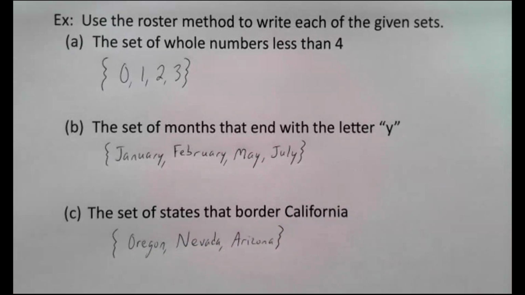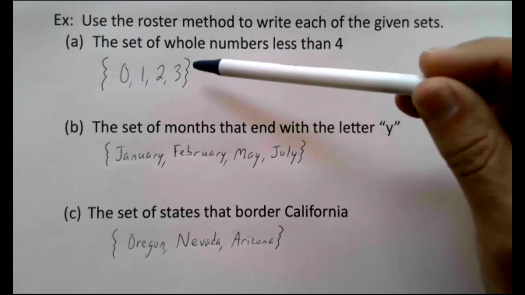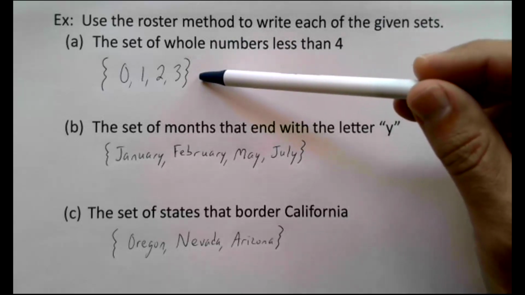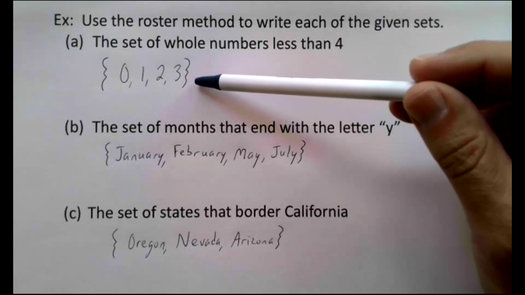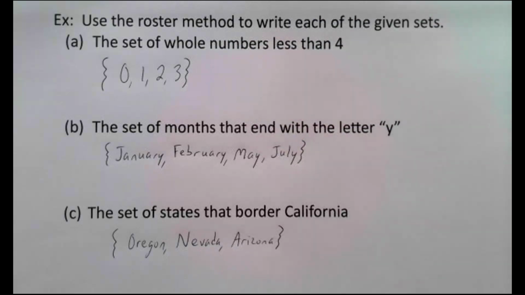Let's continue to our next example. In the next example, I'm going to basically reverse this example. In this example, we started with a word description and we wrote the roster method. But what if I gave you the roster method and asked you for the word description? So let's reverse the process here. That's what we're about to see in the next example.